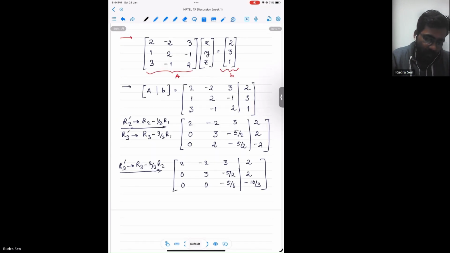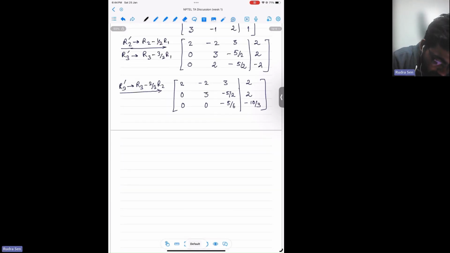Okay, so what is the solution? We get minus 5 by 6 z. So basically let me write down everything. 2x minus 2y plus 3z equals 2. Then 3y minus 5 by 2 z equals 2. And lastly, minus 5 by 6 z equals minus 10 by 3.